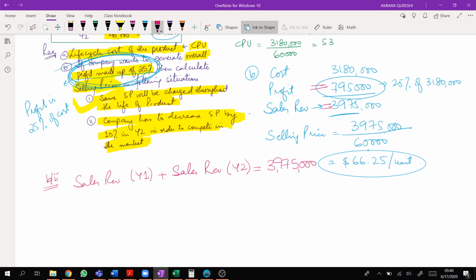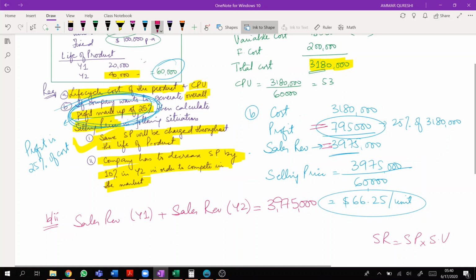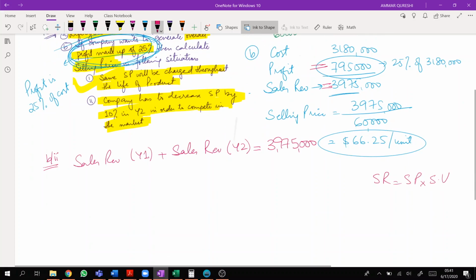Now, see, sales revenue is what? Sales revenue is the multiple of selling price and sales volume. We know what is the sales volume of year 1. Sales volume of year 1 is 20,000. Sales volume of year 2 is 40,000. So these things we know. The problem is we don't know the selling price, and that's what we have to calculate.